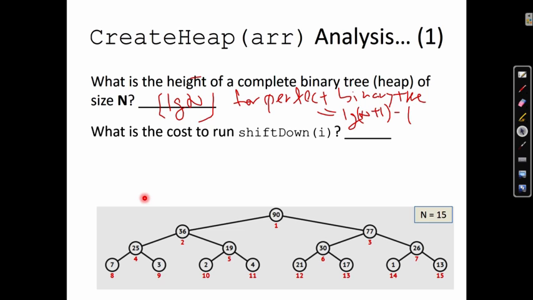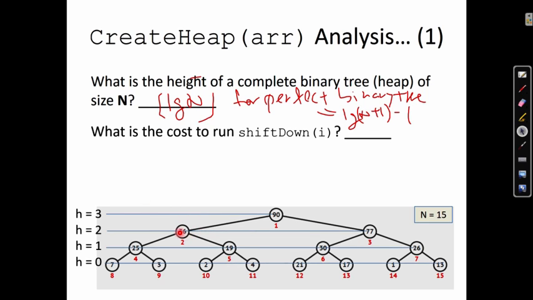It depends on which level you're at. Imagine that I label the levels like this. At the root is the highest level. The highest level will be level floor of log n. In this case, it's 3. Then the next level will be 2, next level will be 1, and the leaf is at level 0.